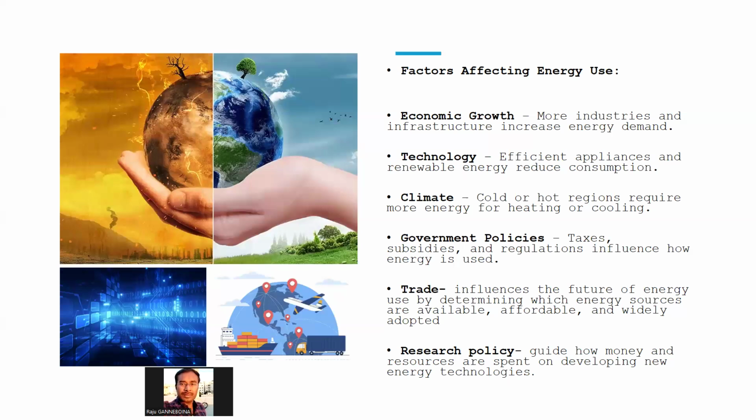which can be many others. While we have efficient appliances and renewable energy, they reduce the consumption of energy resources. Climate matters too: cold and hot regions require more energy for heating or cooling. The outer atmosphere also affects energy use. And government policy: we're going to discuss mainly taxes, subsidies, and regulation, and how they influence how energy is used. Now the government gives free energy resources for some people, and these all influence energy usage.